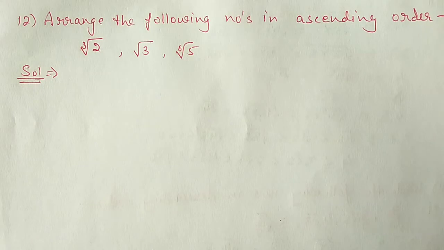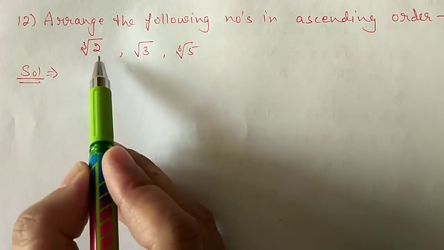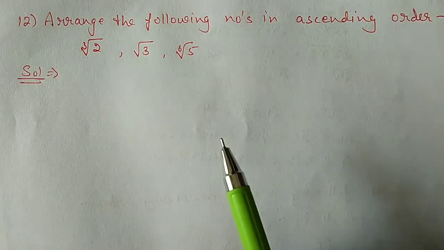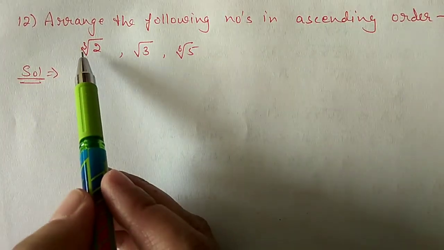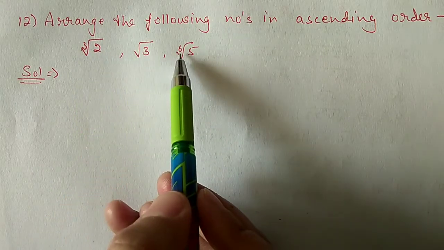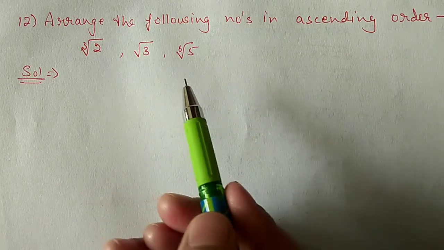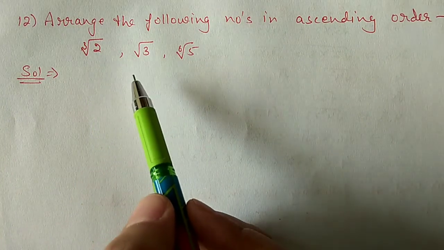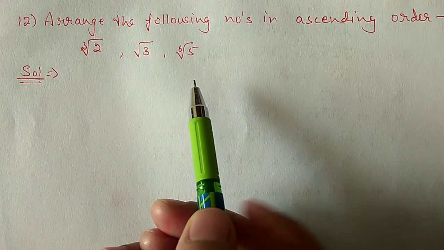Next, question number 12. Arrange the following numbers in ascending order. So cube root of 2, square root of 3 and 6th root of 5. In this question you can see the order of indices is different. Here it is 3, here it is 2, here it is 6. If it is the same order then we can compare easily, but if it is a different order then first we have to make the order same, then we will do the comparison.